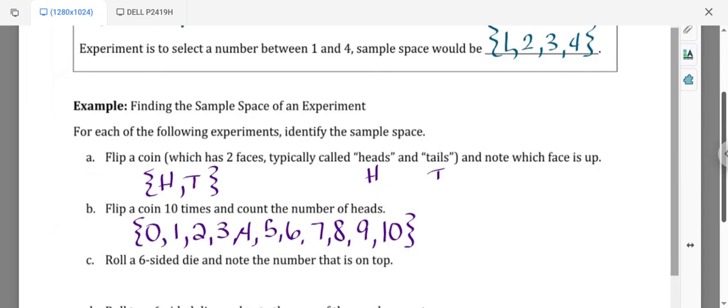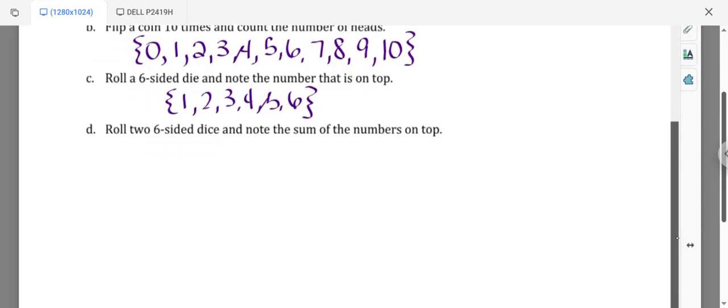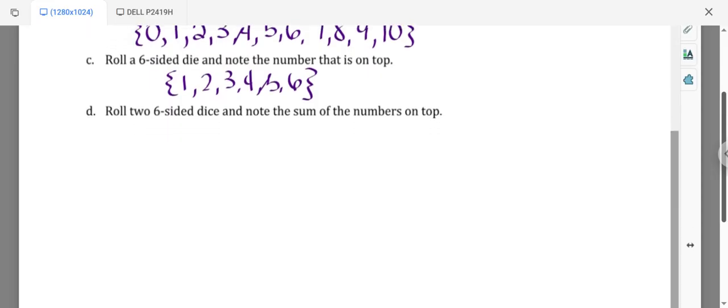So you roll a 6-sided die and note the number that is on top. What would be the outcomes there? 1 through 6. Now if we roll 2 of them and we want the sum, what is the smallest sum we can come up with on that one? 2. All the way up to?